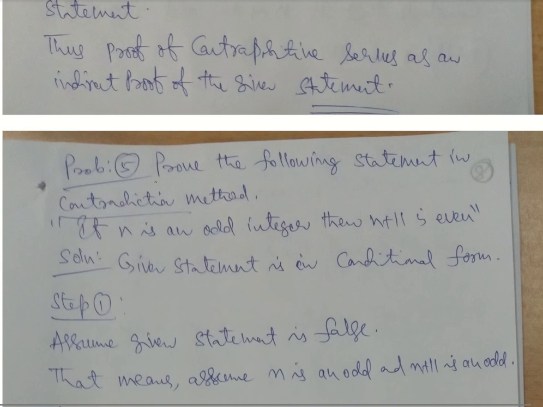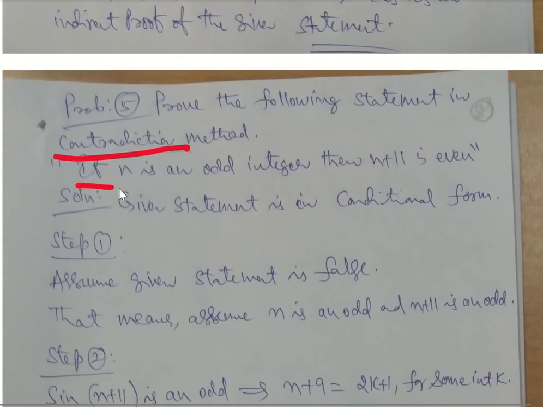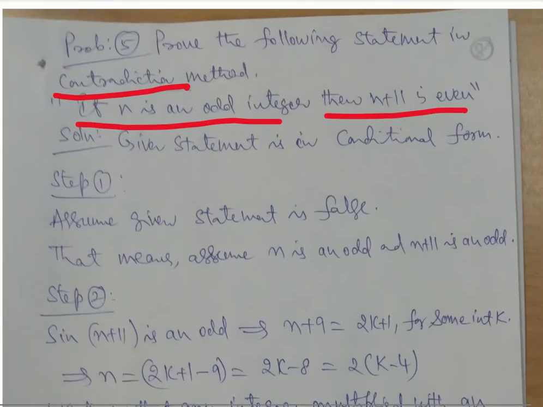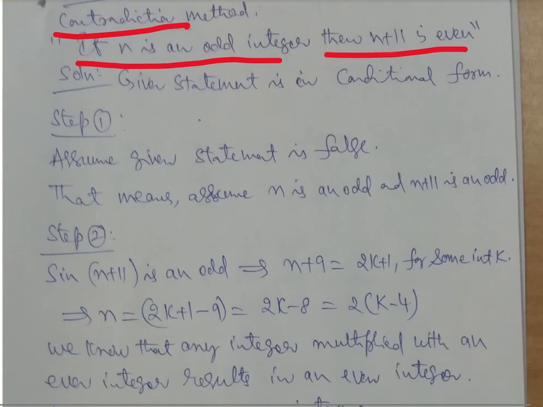So next one, contradiction. Let us have an example. Prove the following statement using the contradiction method. So what is the statement? If n is an odd integer, then n plus 11 is even. Just now we have done this in different methods. Let us use contradiction also to prove whether the same statement is true or false. Check whether the given statement is in conditional form. Yes, it is in conditional form, so let us not convert it again.